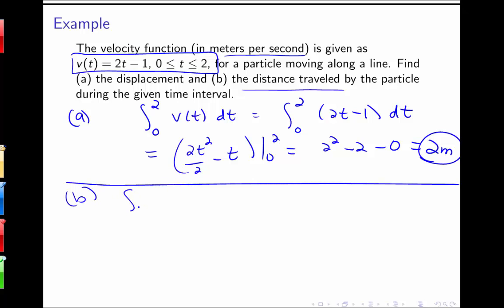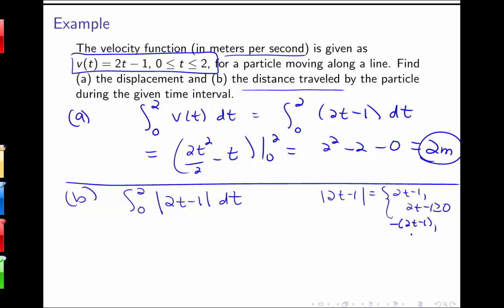So if I want my distance traveled, I'm looking at the integral from 0 to 2 of the absolute value of 2t minus 1 dt. And so now I have to consider where my velocity is negative and where it's positive. So remember that our absolute value function is equal to 2t minus 1 if 2t minus 1 is positive, and negative the quantity 2t minus 1 if 2t minus 1 is less than 0. So if we look at where 2t minus 1 would be equal to 0, it's at t equals a half.